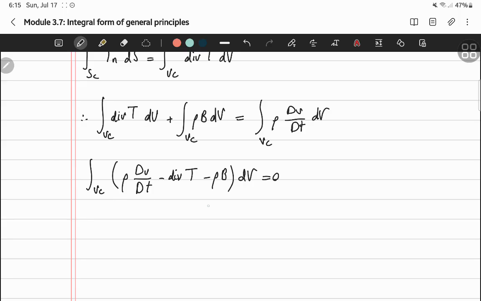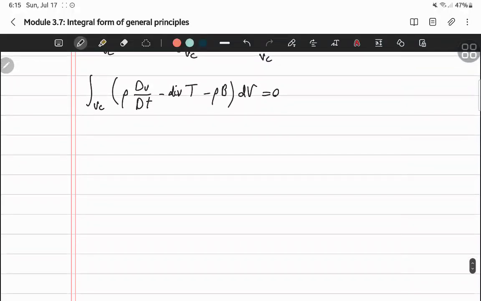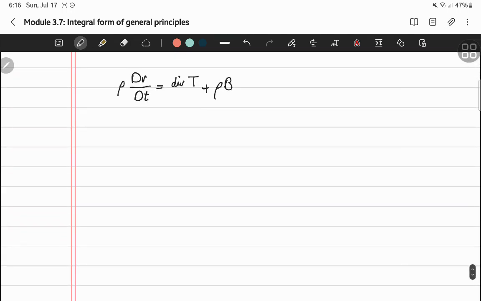And again, using the fundamental lemma of calculus, we have this equal to 0, so rho dv/dt is equal to the divergence of T plus rho b. This is in its material derivative form, in the current configuration. Here you have to change rho and T to their corresponding values in the reference configuration in order to capture this equation in the reference configuration.